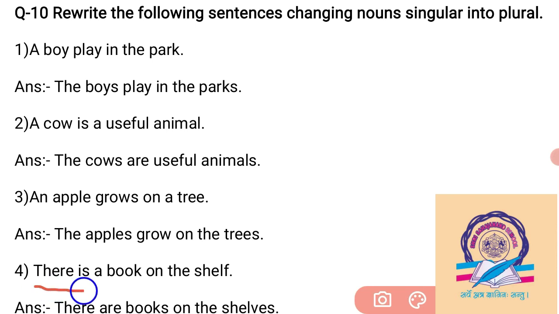Then, there is a book on the shelf. So here there remains the same, is changes into are. Is shows the singular form only. Is helps with the singular form, so we have to change is into are. Then book changes into books, and shelf changes into shelves: at the last, f or fe is there, we have to remove f or fe and instead write ves. So our answer is there are books on the shelves.